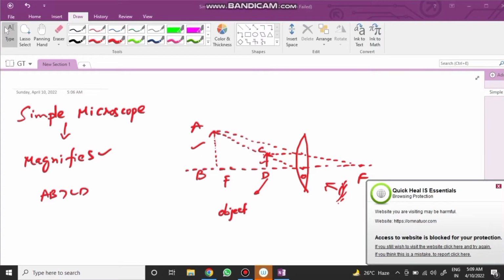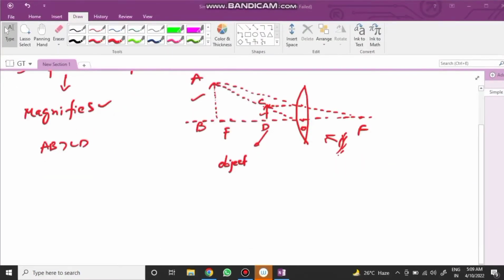So here we write magnification as a quantity called M, and we are talking about angular magnification. We have to take the angle and see how much the angle is magnified. So that is beta by alpha. Beta is the angle created by the image, and alpha is the angle created by the object.